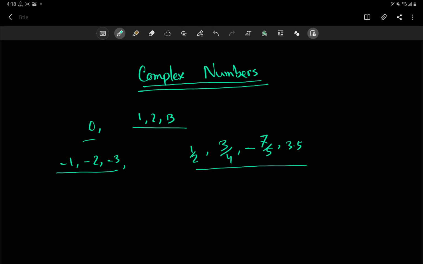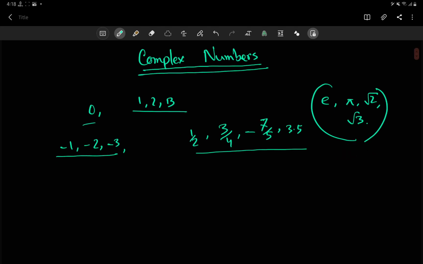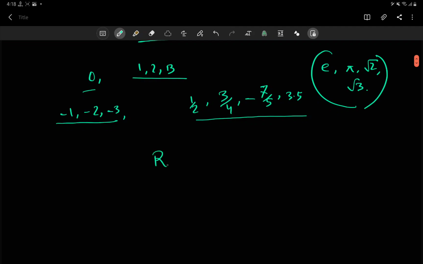Then we have irrational numbers, for example pi, √2, √3, etc. You cannot exactly represent them in decimal form, they go on and on forever without repeating or anything, right? So these are our irrational numbers, and all of this combined is what we call real numbers, right?